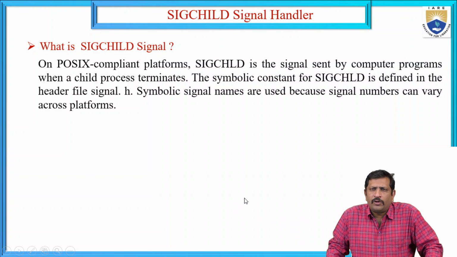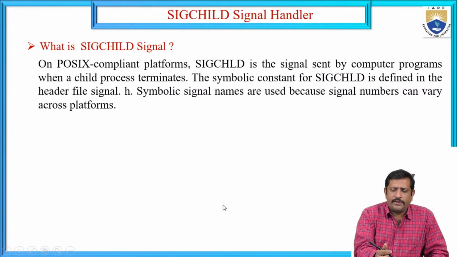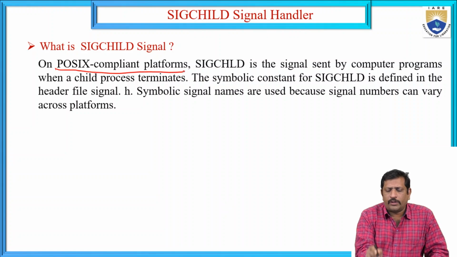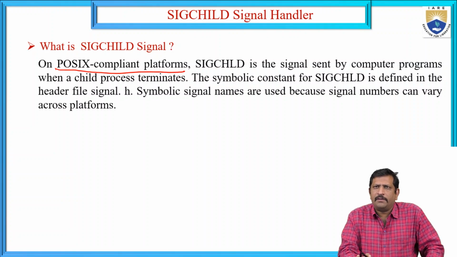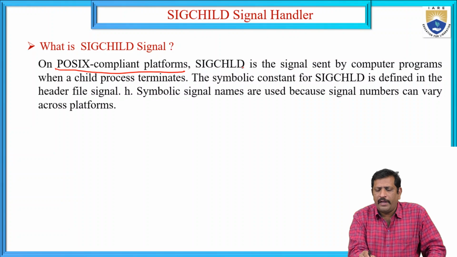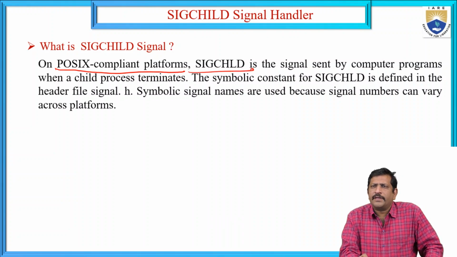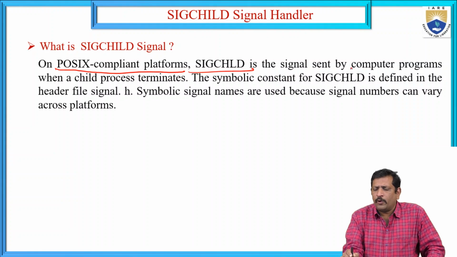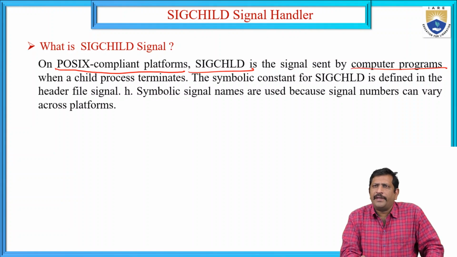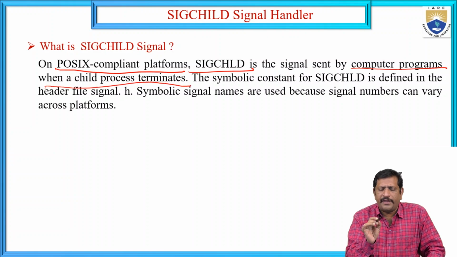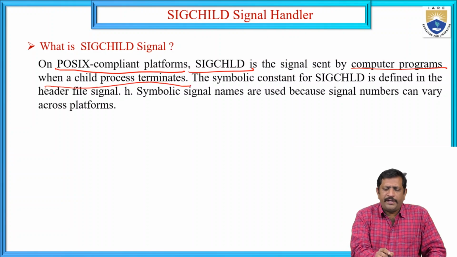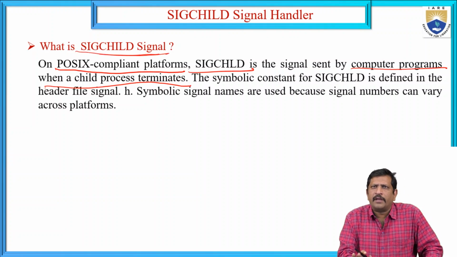Generally, in a POSIX-compliant platform, SIGCHLD is a signal sent by the operating system, which may be Linux or Windows, when a child process terminates. SIGCHLD indicates child process termination.